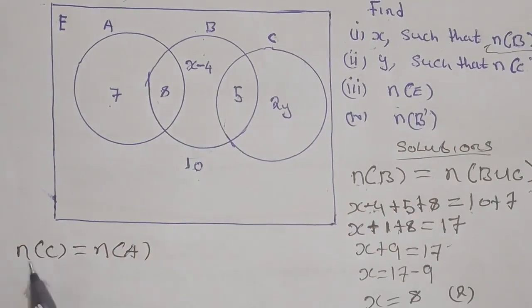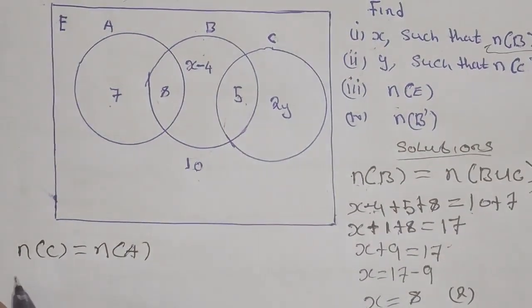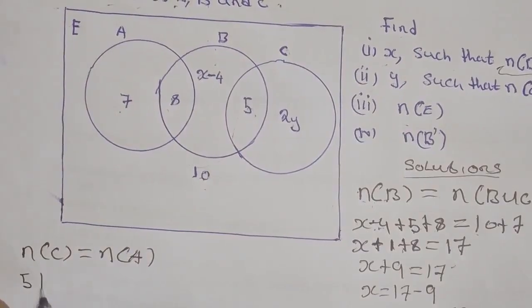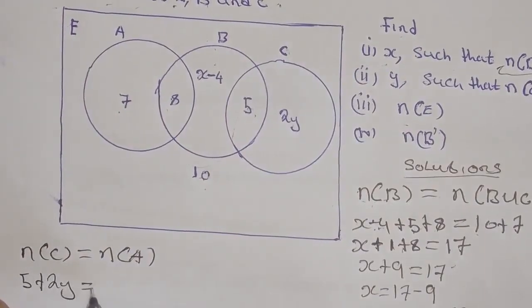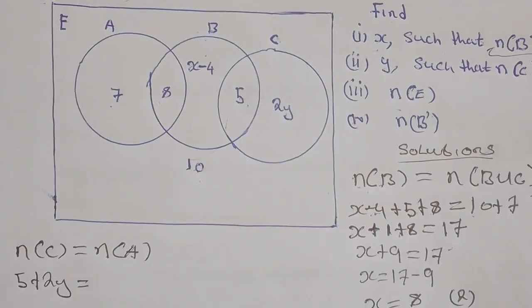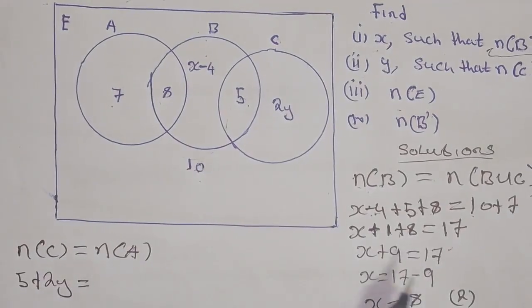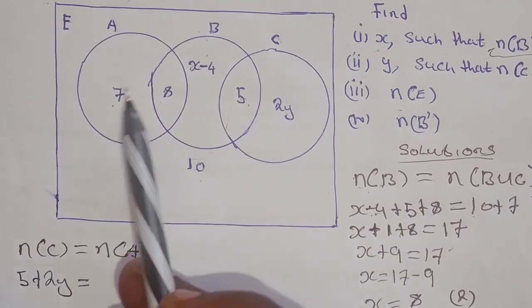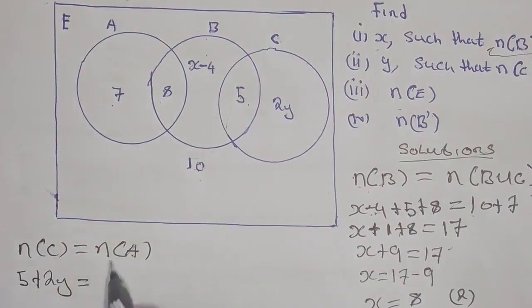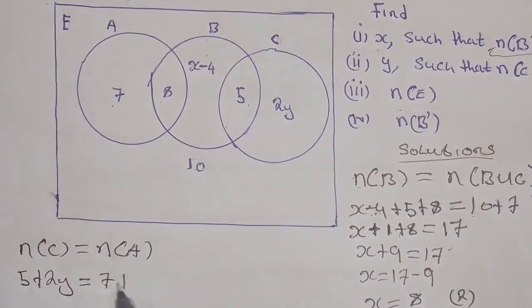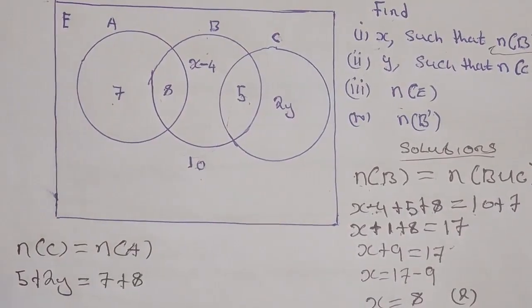So numbers in C, we have 5 plus 2y, is equal to n(A). We get the summation of numbers in A by adding the numbers. So in A we have 7 and 8. So we're just going to add 7 plus 8.